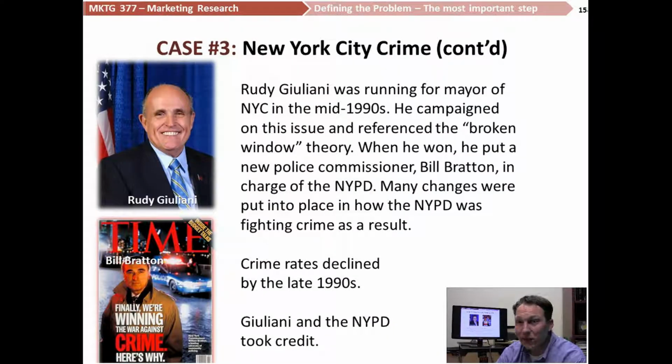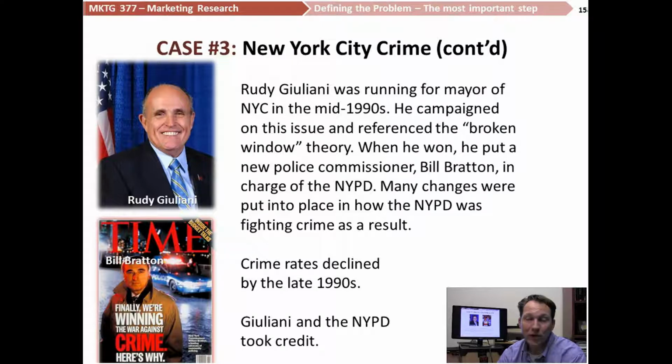And one person that really embraced this idea in New York City was a guy named Rudy Giuliani, who at the time in the 1990s when that book came out, was running for mayor. Rudy Giuliani campaigned on an anti-crime platform and won. And one of the first things that he did was he put a guy named Bill Bratton from the Boston Police Department in charge as the police commissioner of the NYPD.